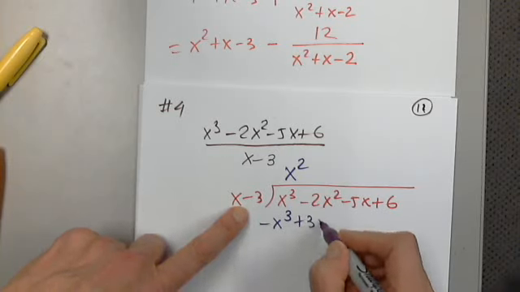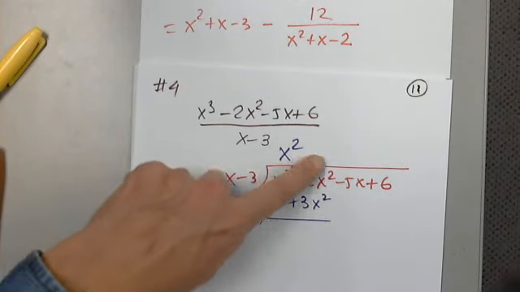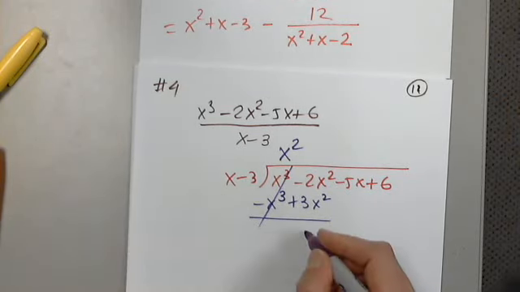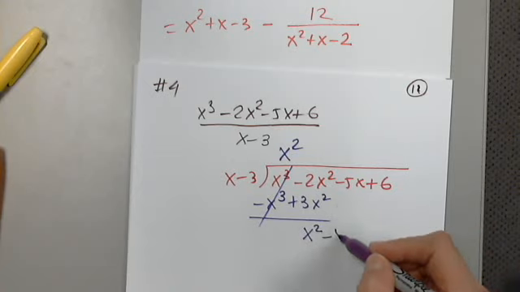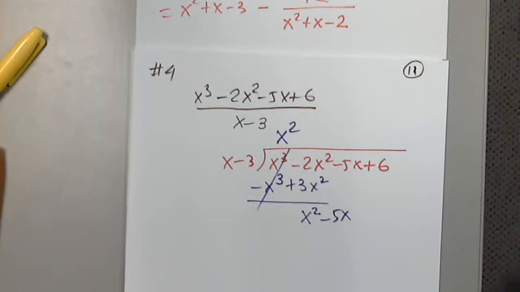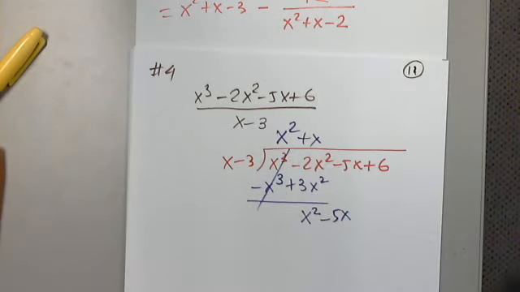But I have to write positive 3x squared. I perform the operations I see, which would give us an x squared. And I bring down negative 5x. X times what is x squared? And I need a symbol. Very good. So x times x, yes, and we change the sign. And x times negative 3, and we change the sign.